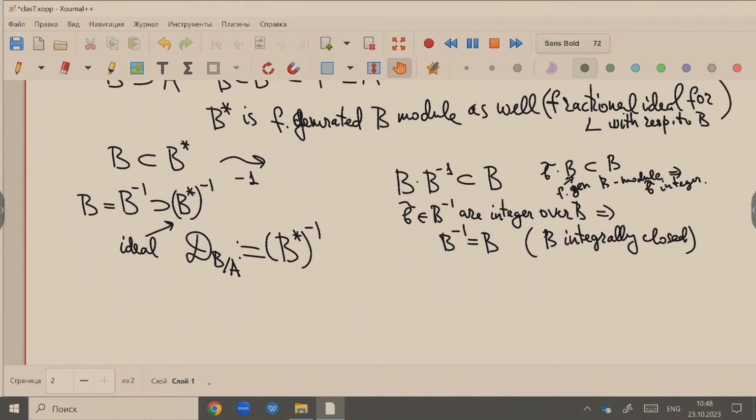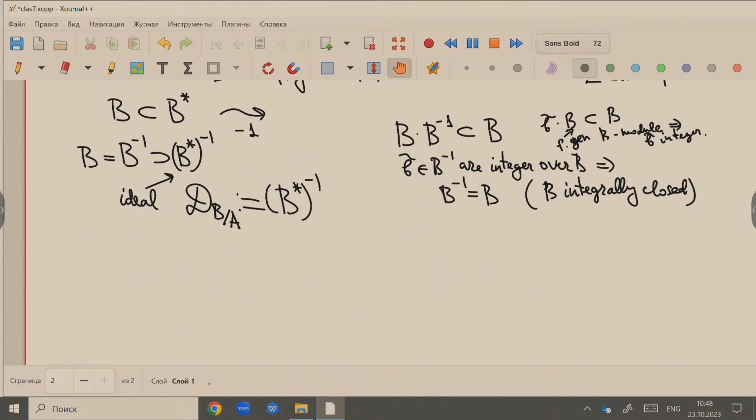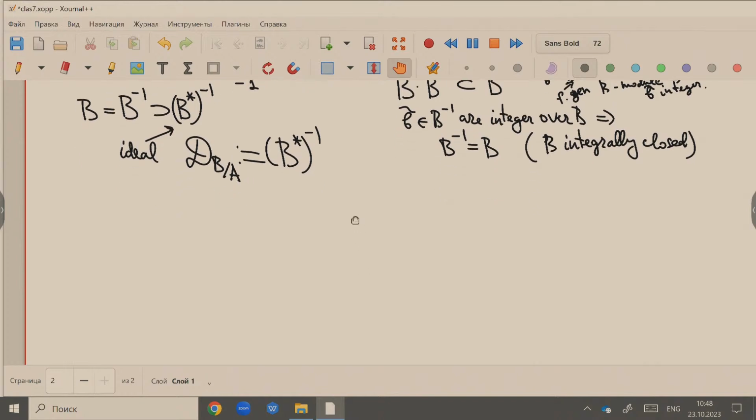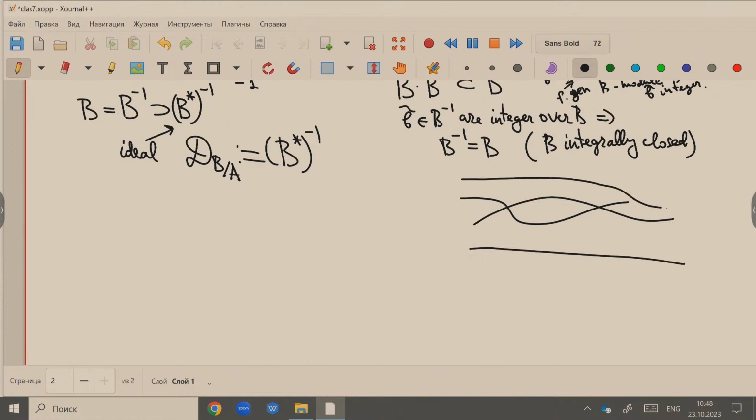So you see that this is an ideal, and one can ask, can we calculate this difference more explicitly? And can we say something about the structure of the extensions? We know this different, and what is most important here is a geometric characterization of the different.